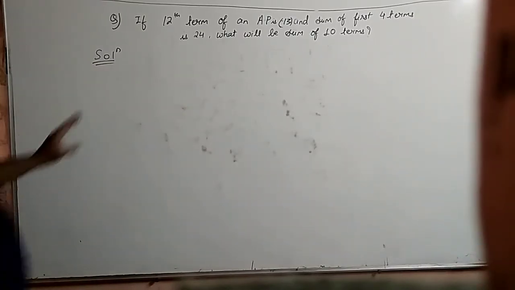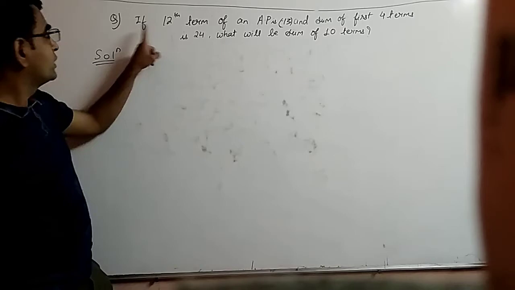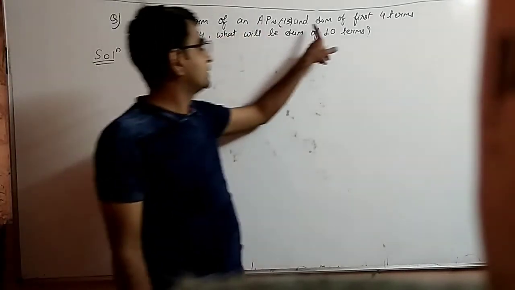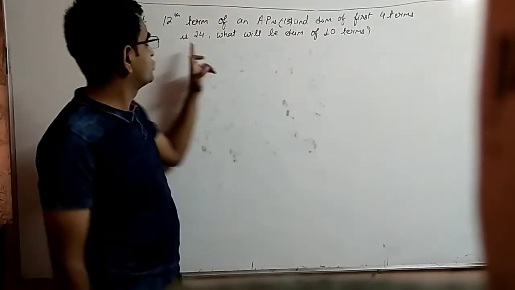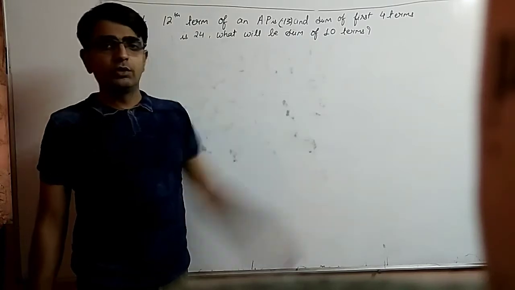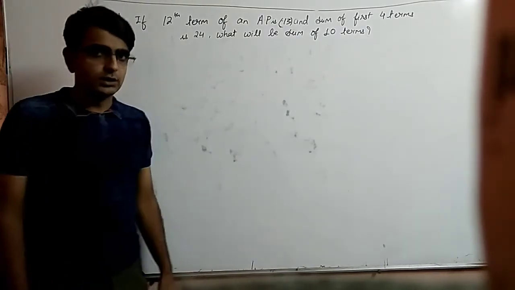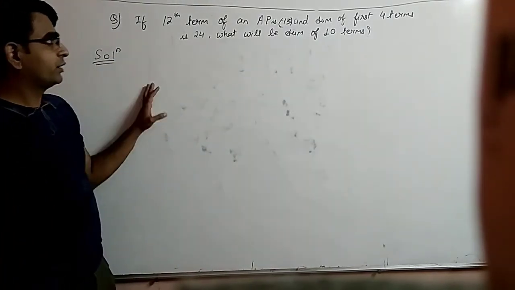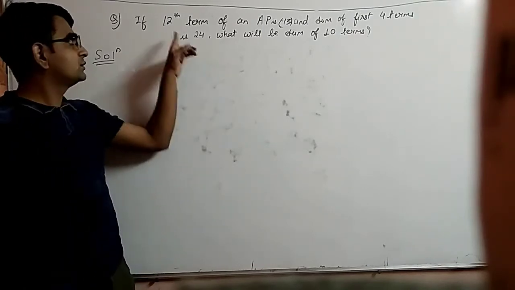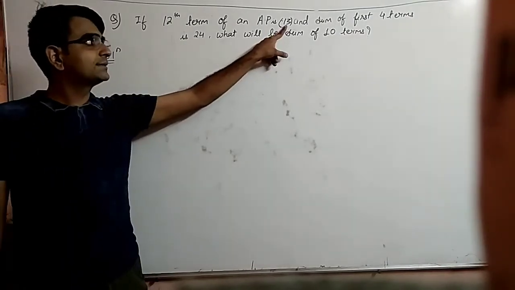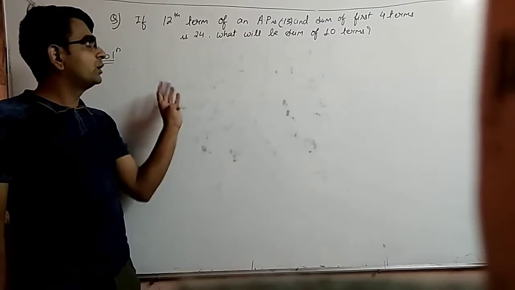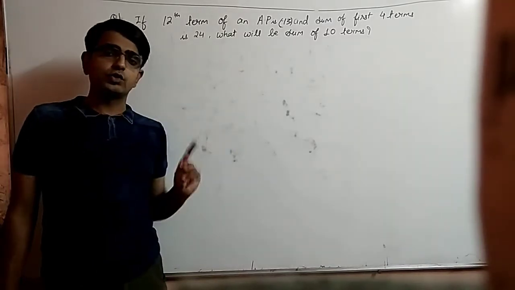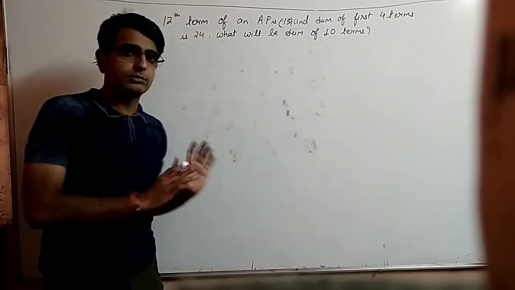Okay, so let's see one more question. If the 12th term of an AP is minus 13, sum of first 4 terms is 24, what will be the sum of 10 terms? In this question, what we are given is that for any series, the 12th term is minus 13 and the sum of 4 terms is 24. We need to find the sum of 10 terms here.